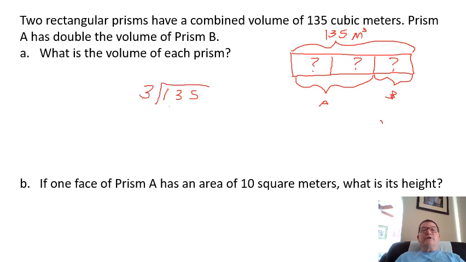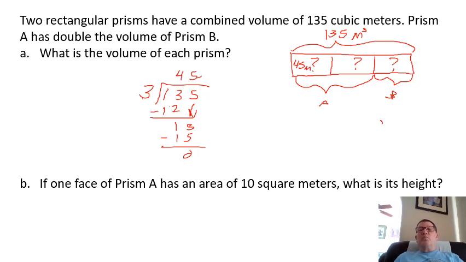3 goes into 13 4 times. 3 times 4 is 12. We get 1 back. We bring down our 5. 3 will go into 15 5 times. 5 times 3 is 15. And we have no remainder. So we know each one of these sections is 45 meters cubed.